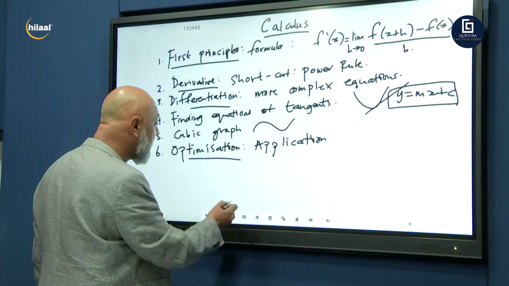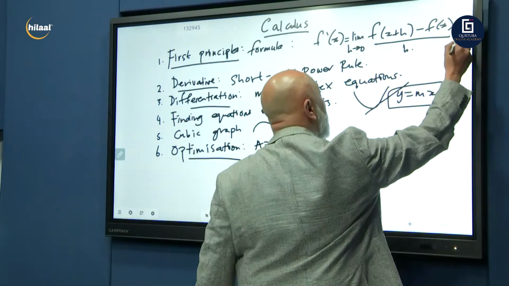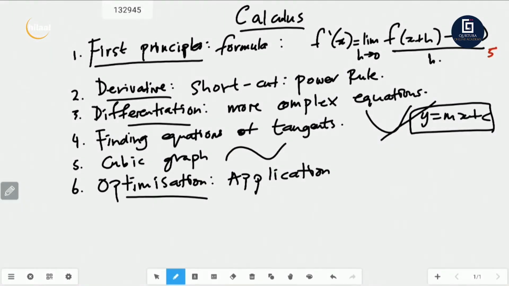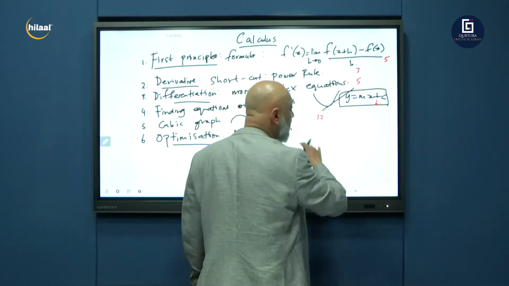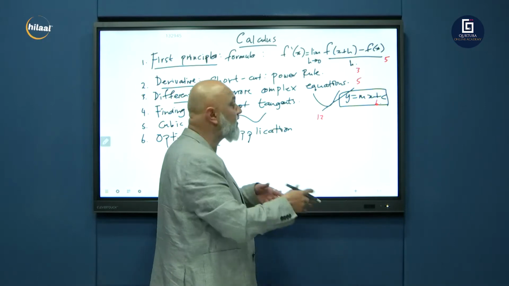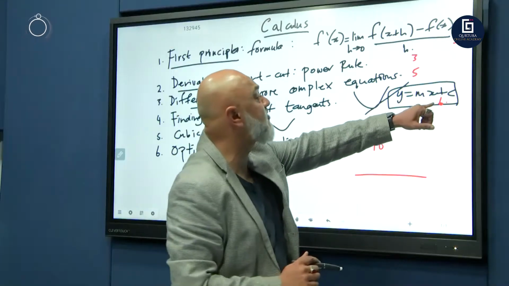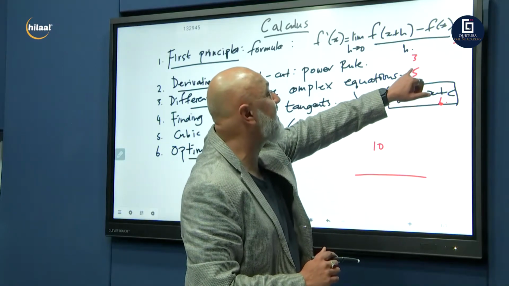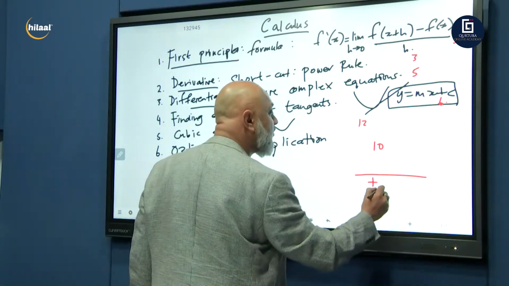Let's put a mark allocation, just to give you a general idea of what each one would be. First principles, 5 marks in your exam. Derivative, 3 marks. Differentiation, 5 to 6 marks. Finding equations of tangents, about 6 marks. The cubic graph, about 12 marks, the total, not only the graph but all the questions about the graph, so 12 to 15 marks. And calculus optimization, 10 marks. Let's see how many marks this gives us. 10 plus 12 is 22, and 6 is 28. 28 and 5, 33, and 3, 36, and 5, 41. So we're looking at plus minus 40 marks.